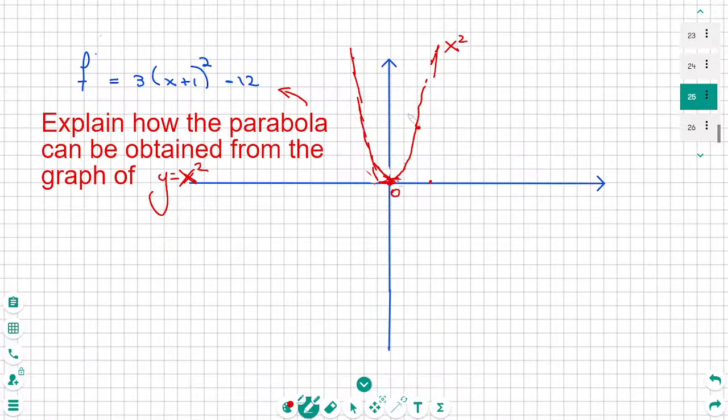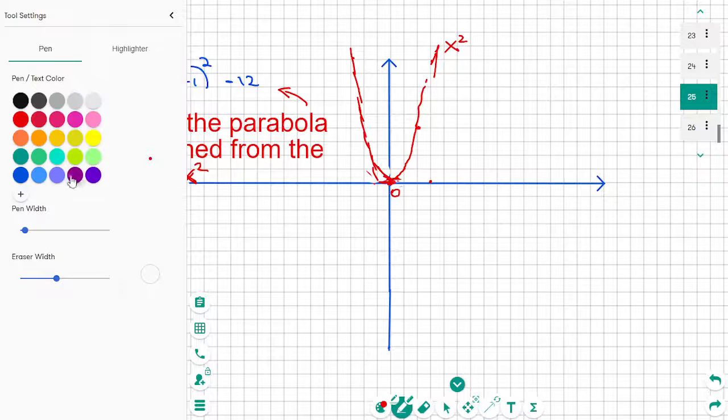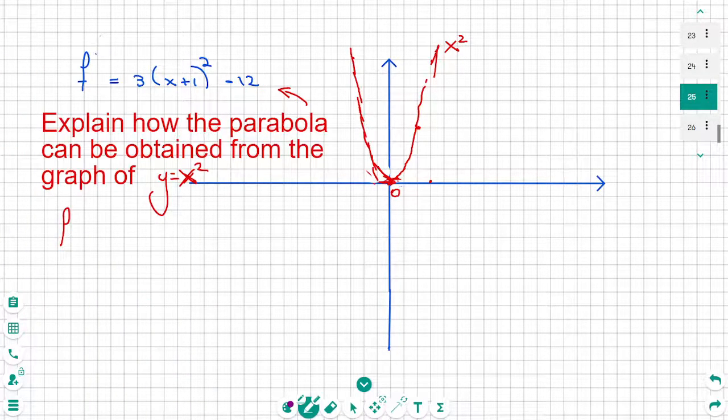Now, if you see the parabola 3(x + 1)² − 12, the first transformation I need to apply, because the original function is f(x) = x². Okay, this is the original function. So I'm going to use the original function and sketch the second function. The first function is f(x) = x².